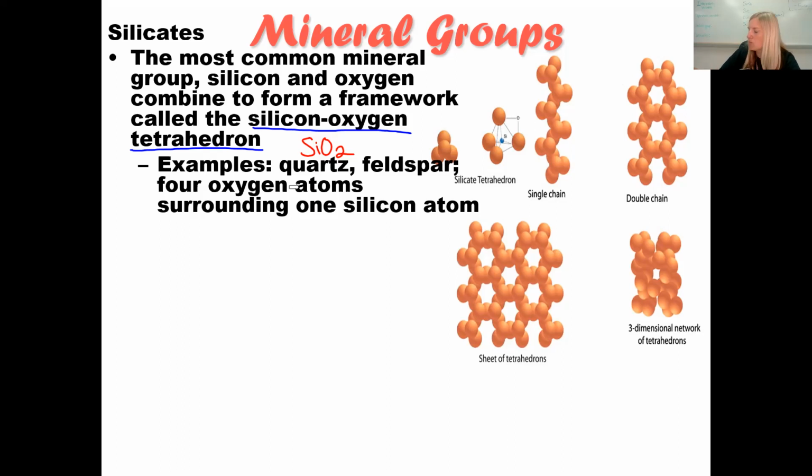One example would be quartz. That's actually one silicon and two oxygens. This is a rose quartz, it's pink. And then our feldspar. We've seen this earlier, but we didn't really call it a feldspar then, I don't think. This is a potassium feldspar. So it's another example of a silicate with that silicon oxygen tetrahedron being the basic unit.